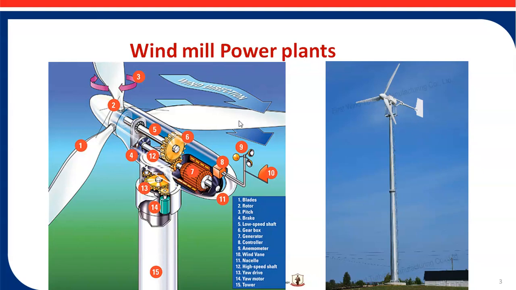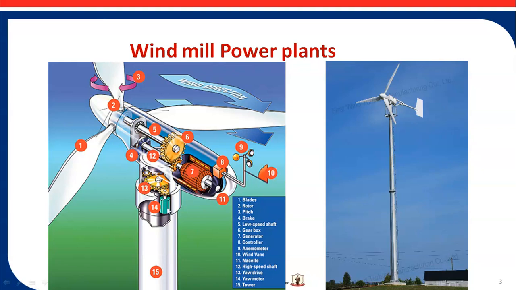In this windmill power plant, the main components of the windmill are the rotor and gearbox. The first part is called the blades. The second part is called the rotor. The third part is called the pitch. The fourth is the brake, which is required for stopping the windmill. The fifth is the low speed shaft. The sixth is the gearbox. The seventh is the generator. The eighth is the controller. The ninth is the anemometer. The tenth is the wind vane.